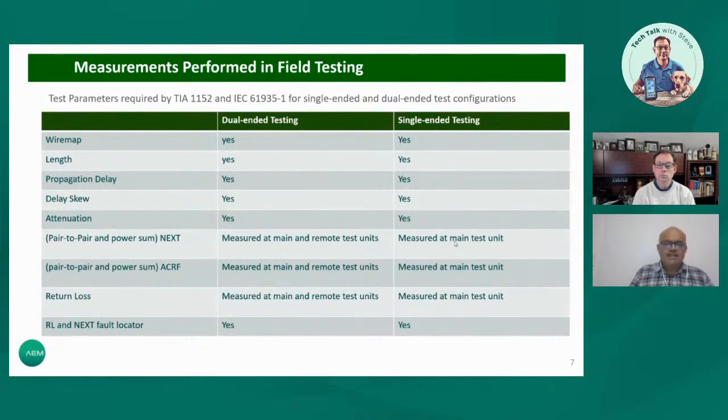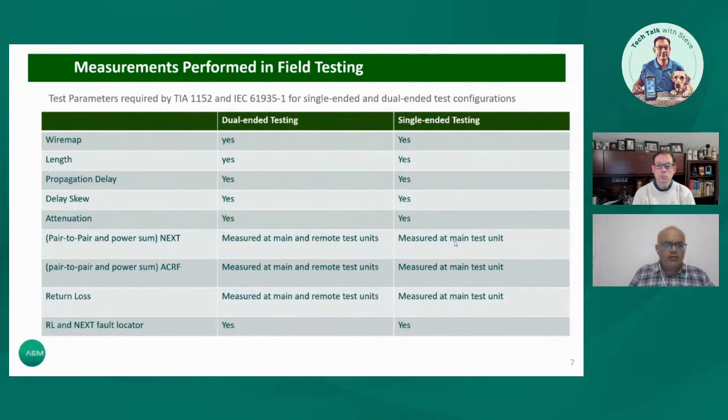Same way for ACRF and return loss. For all these parameters, the measurement is done at one end, whereas in a certification tester, the measurement of these parameters happens at both ends. As I said, if you need to test at both ends, you still can, but then it will need two tests with NSA.